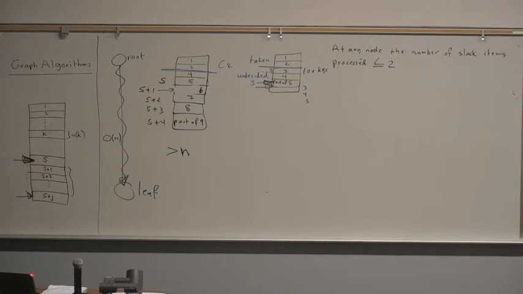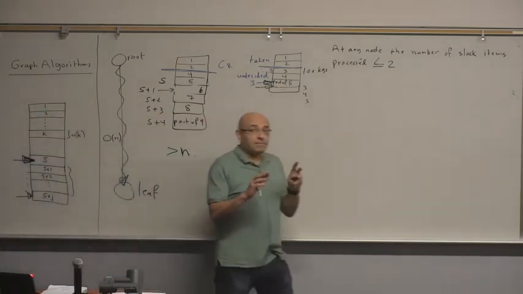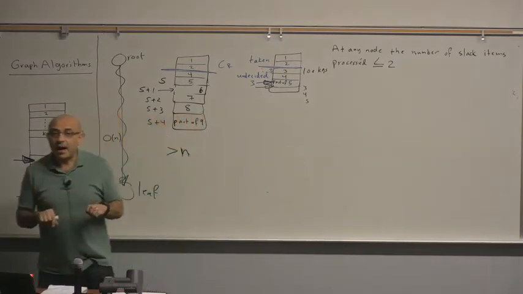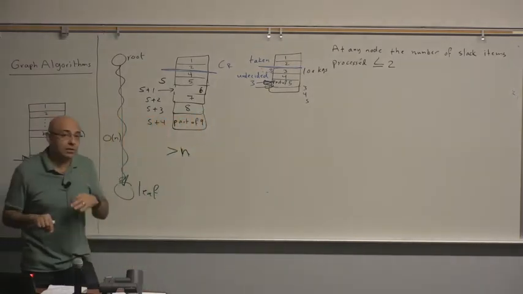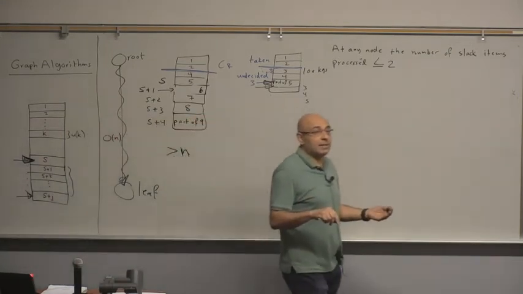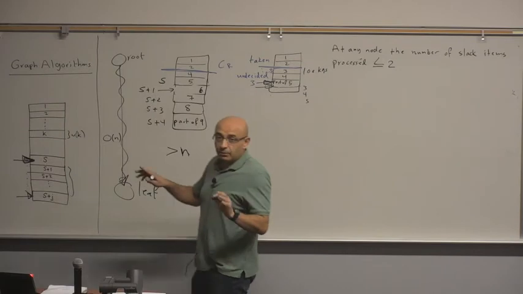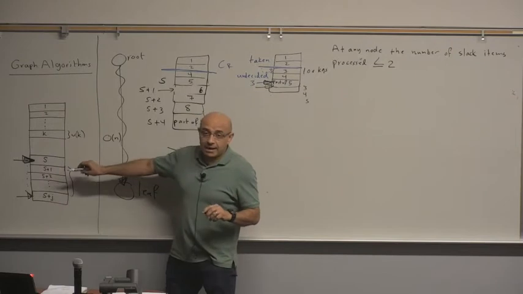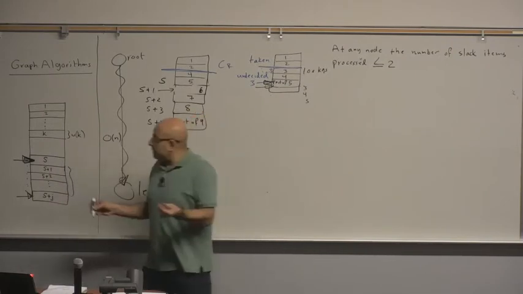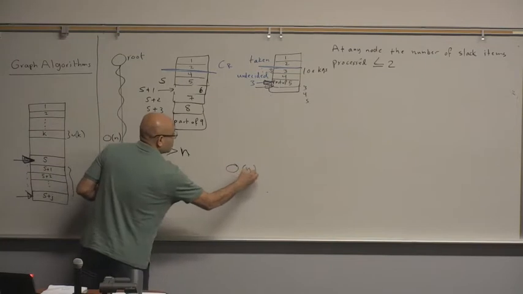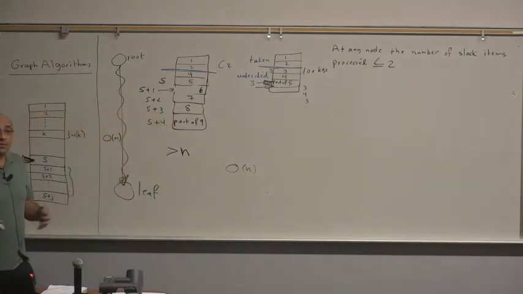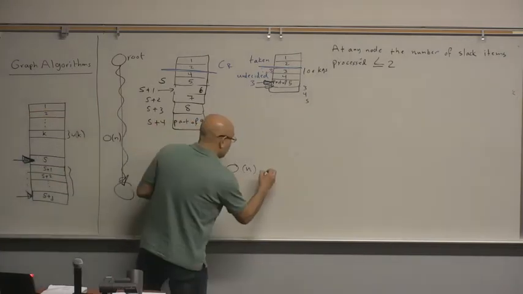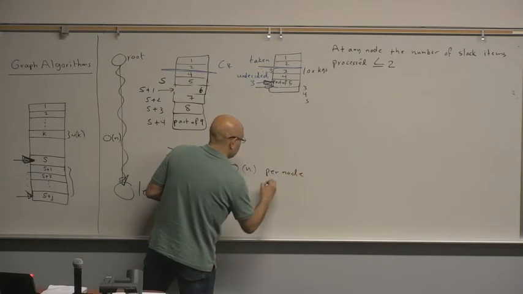You cannot compute a bound on the number of non-slack items that you process at a single node. So this is bad news. This leads to O of n worst-case time at each node. What I have just said, that we cannot compute a bound on the number of non-slack items at each node, leads to worst case O of n per node, which is not what we want. We're doing this whole thing to get an O of 1, not an O of n. So this is O of n per node, worst case.